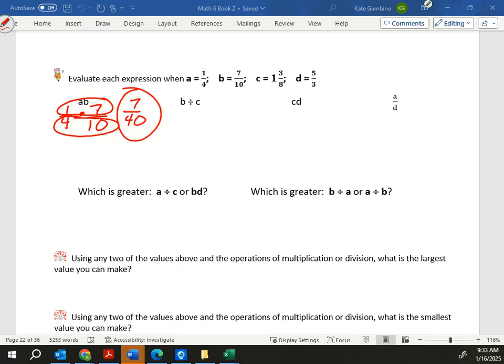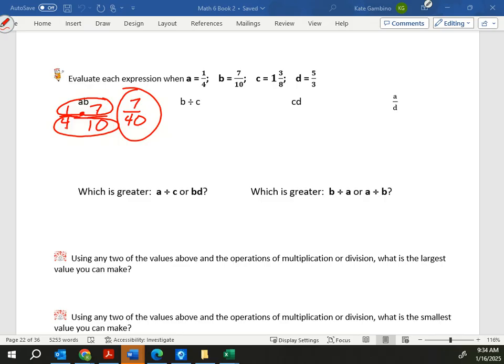And then using any two of the values above and the operations of multiplication or division, what is the smallest value you can make? So on yesterday's objective, we were trying to find a value that was between 1/2 and 1, a value that was between 1 and 2. This time, we just want to find the biggest fraction and the smallest fraction. Any questions? How are we feeling about multiplying and dividing fractions? Should we work a few out together, or are we remembering? Show me with your thumbs.